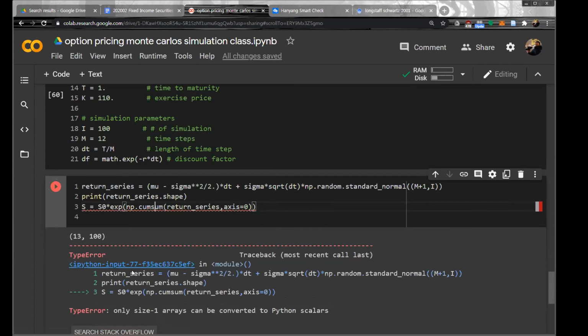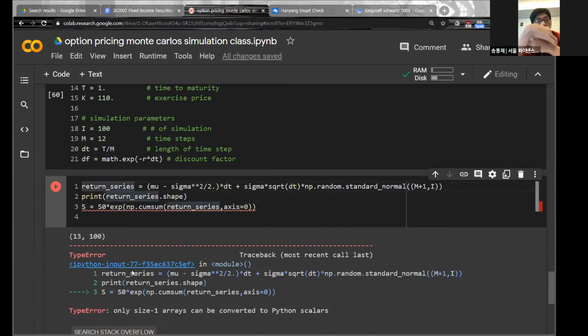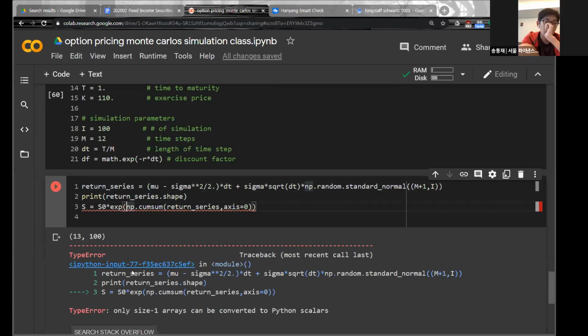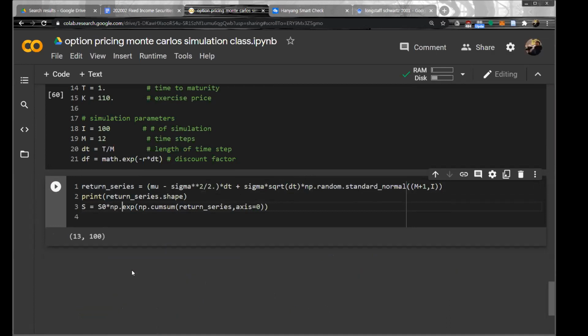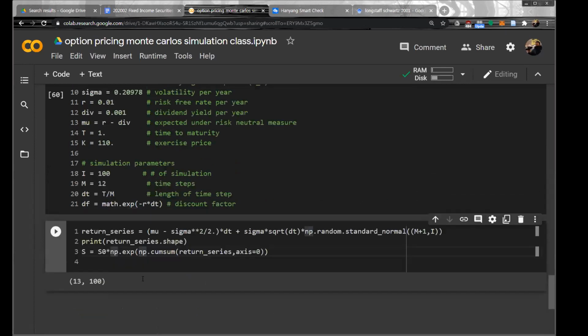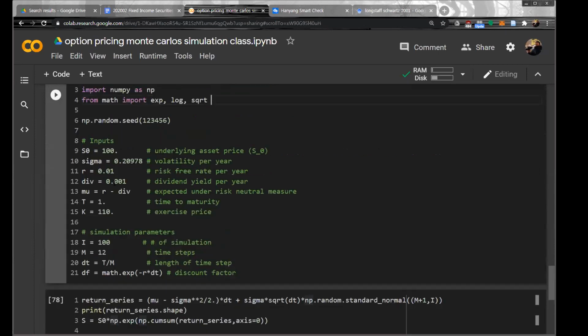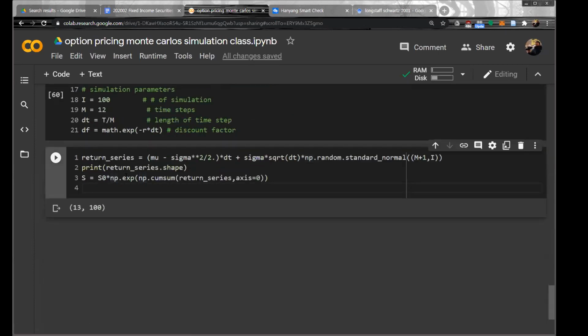I don't know how to correct this one. Okay, you are right, I have to use numpy. Because the input is a numpy array, instead of math exponential, I have to use numpy exponential. You are absolutely correct. So basically, I'm generating a series of stock prices.